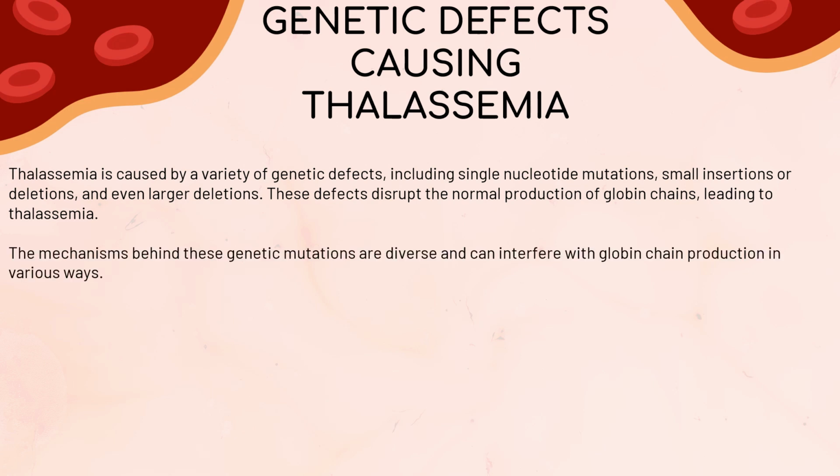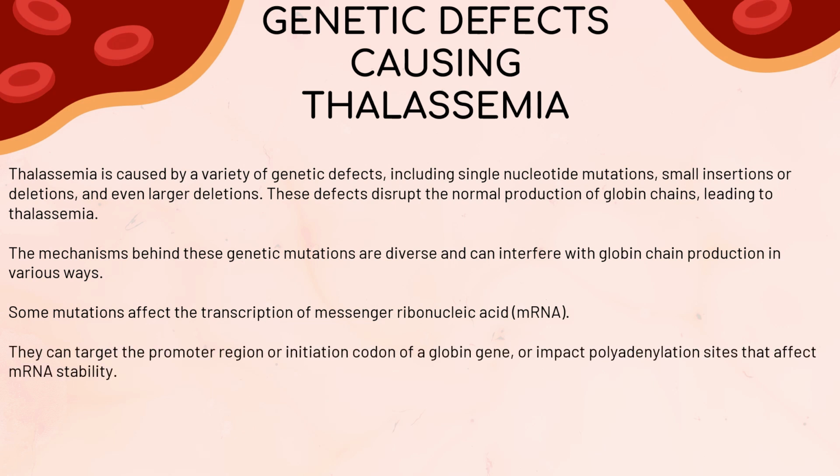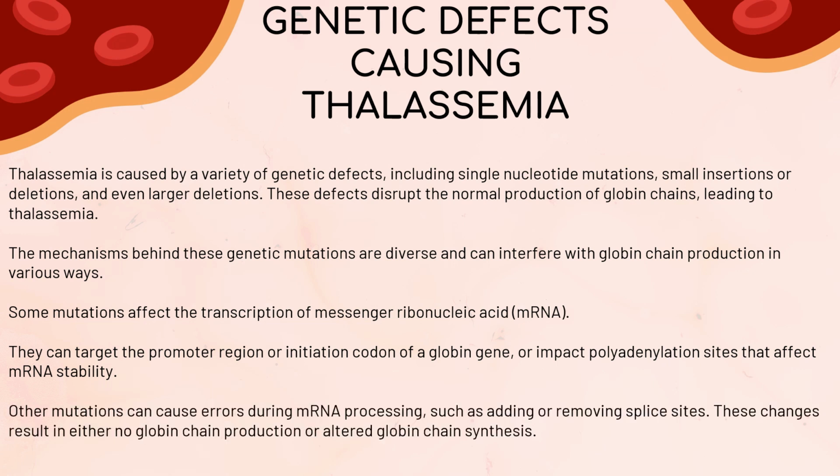The mechanisms behind these genetic mutations are diverse and can interfere with globin chain production in various ways. Some mutations affect the transcription of messenger ribonucleic acid, mRNA. They can target the promoter region or initiation codon of a globin gene, or impact polyadenylation sites that affect mRNA stability. Other mutations can cause errors during mRNA processing, such as adding or removing splice sites. These changes result in either no globin chain production or altered globin chain synthesis.